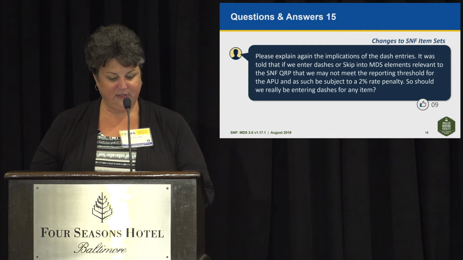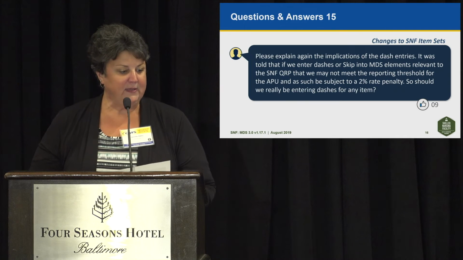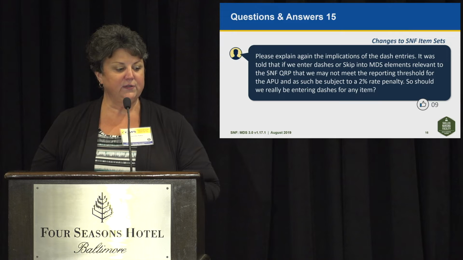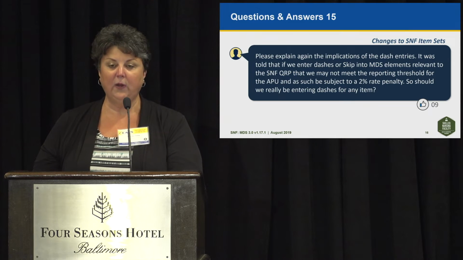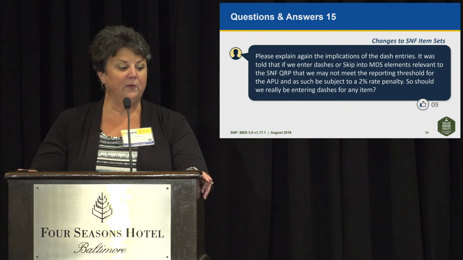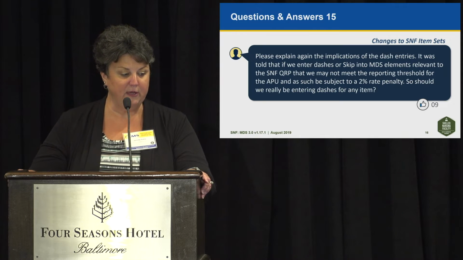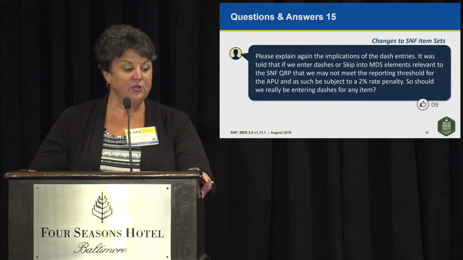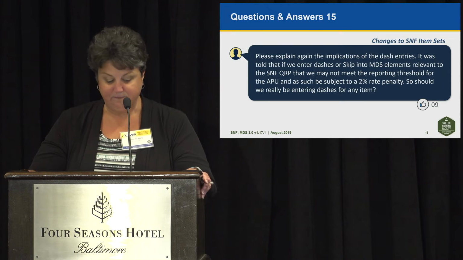All right, the next question. Please explain again the implications of dashes. It was told that if we enter dashes or skip into the MDS elements relevant to the SNF-QRP that we may not meet the reporting threshold for APU, and as such, be subject to a 2% rate penalty. Should we really be entering dashes?